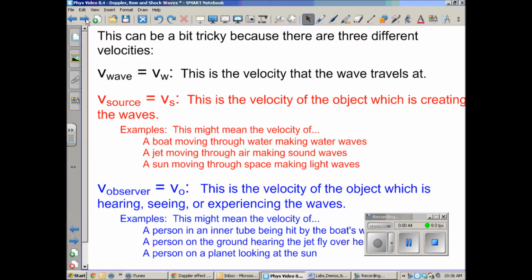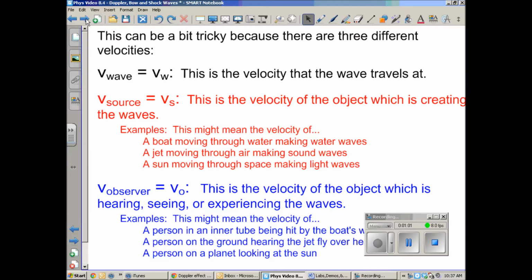All right. Now, because there's a wave, there's also a source of the waves. Something is creating those waves. And if that object is moving, then there's also a velocity of the source. All right. So examples might be, if you've got a boat moving through the water, it creates waves. The boat is the source of the waves. So the velocity of the source would be the velocity of the boat.